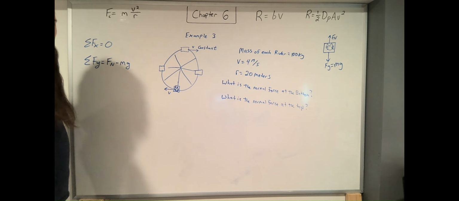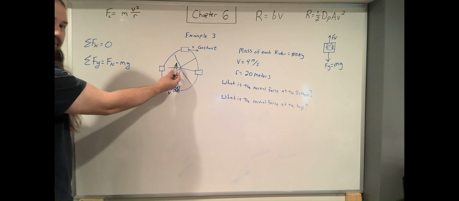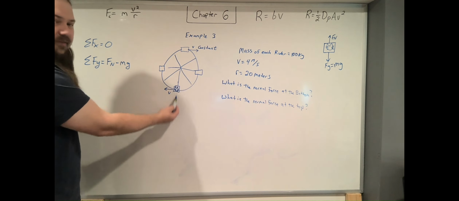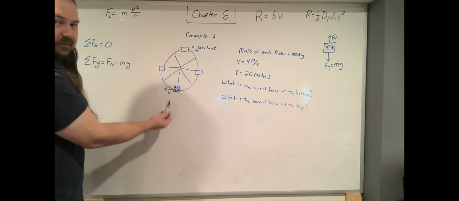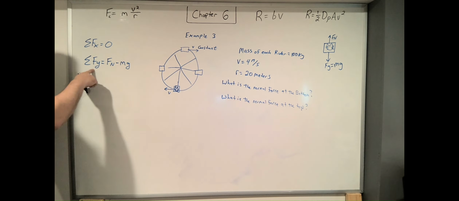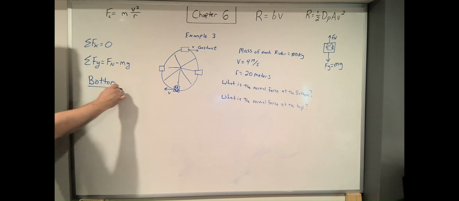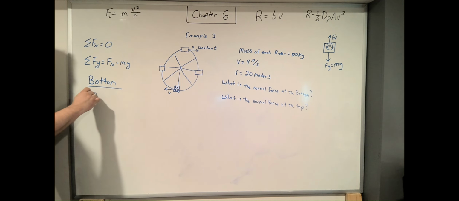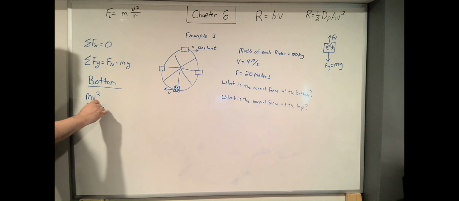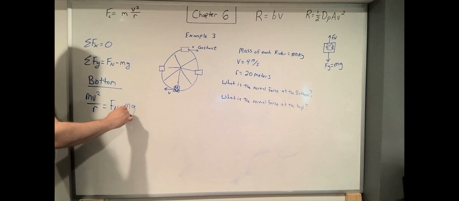when this is at the bottom, what direction is the normal force pointing? Well, the normal force is pointing up, right? It's traveling towards the center of the circle. It is center seeking. So at the bottom, we will have the centripetal force here. Okay? So let's look at that. At the bottom, I will have mv squared over r is equal then to the normal force minus mg.